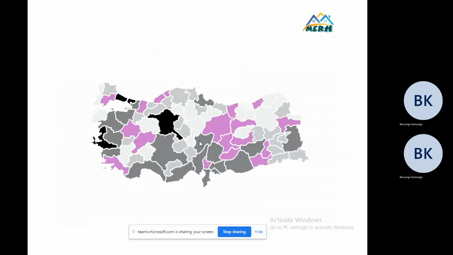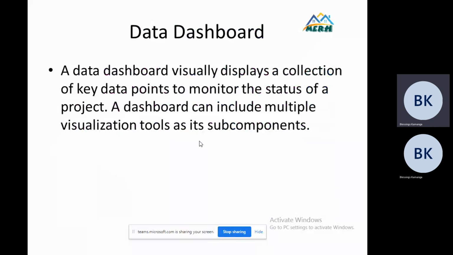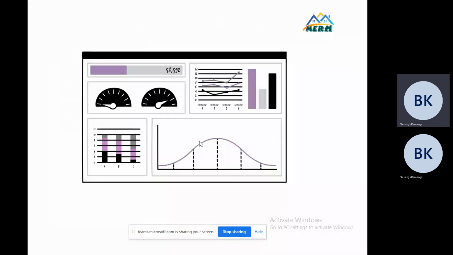So for those that are taking the GIS course, that means you can be able to understand how this is done. So you have a data dashboard. A data dashboard visually displays a collection of data points to monitor the status of a project. A dashboard can include multiple visualization tools as its subcomponents. This is how a data dashboard looks like.